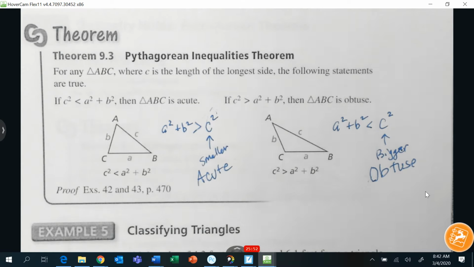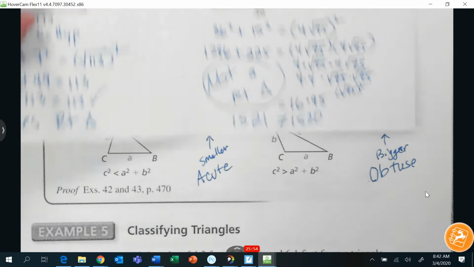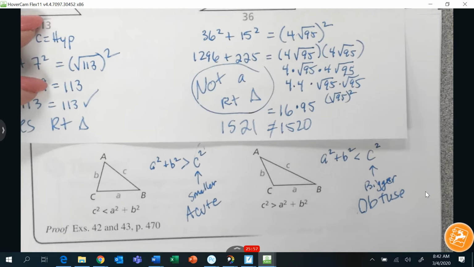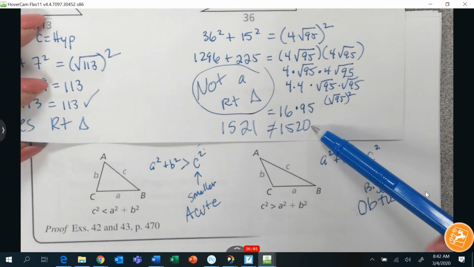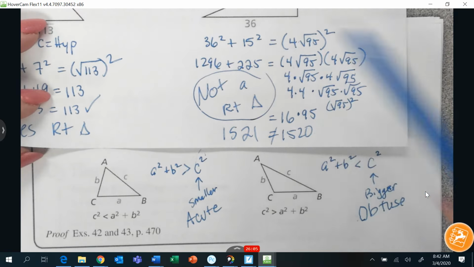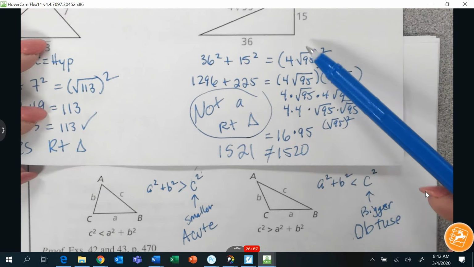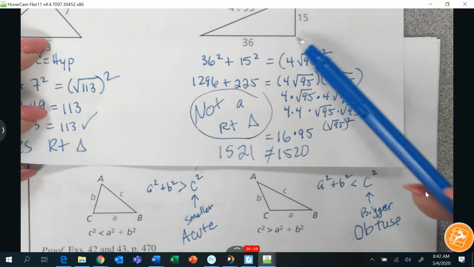That last question that we just answered, this was not a right triangle. Was my c squared smaller or bigger? So what kind of triangle is this actually up here? Oh, it's acute. So acute.